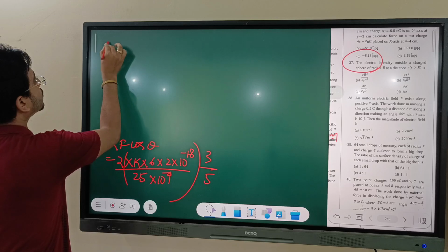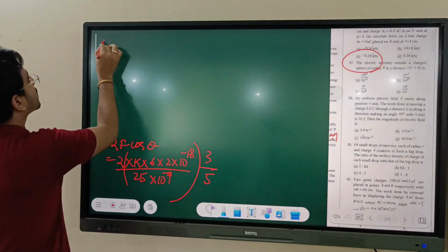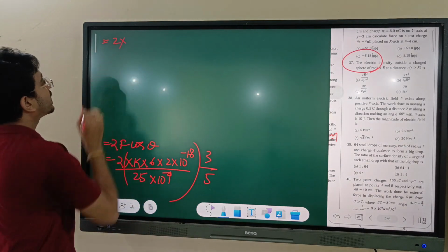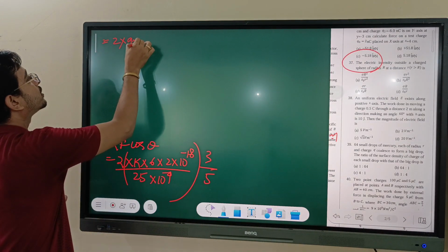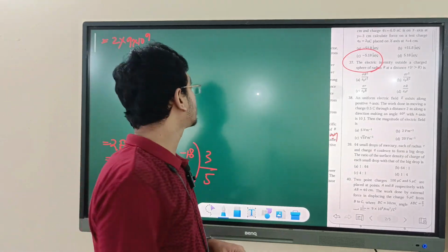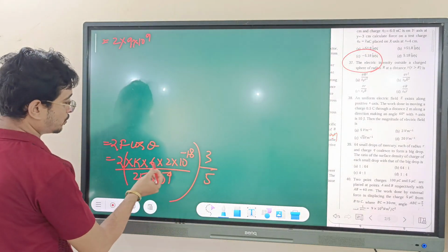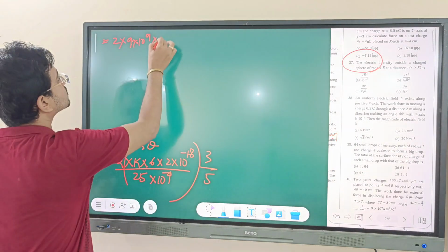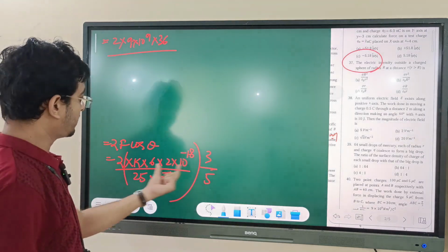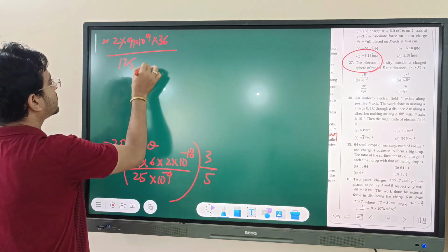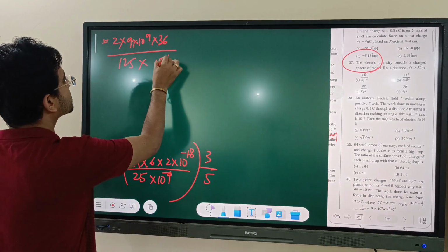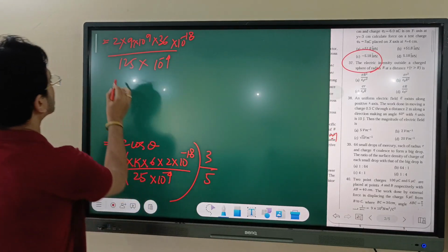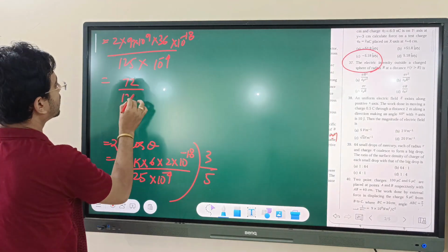So if I am solving this, what can I get? This will be equal to 2 into k. In place of k I can write 9 into 10 to the power 9, that is 1 by 4 pi epsilon 0. Because 6 into 2 is 12, 12 into 3 is 36, by 25 into 5, that is 125 into 10 to the power minus 4, and again 10 to the power minus 18.